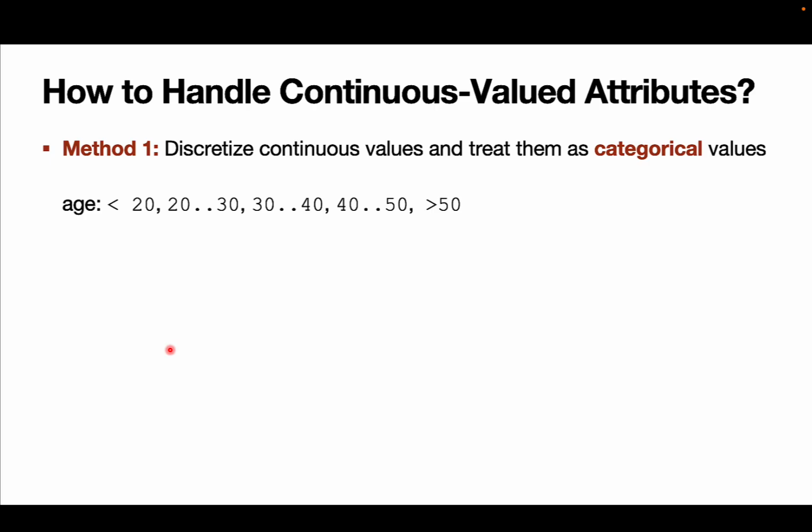How to handle continuous valued attributes? Many datasets have continuous features like age, temperature, salary. One approach is called discretization, which means converting a continuous range into categories. In this example, we have age. We created the groups less than 20, 20 to 30, 30 to 40, and so on.